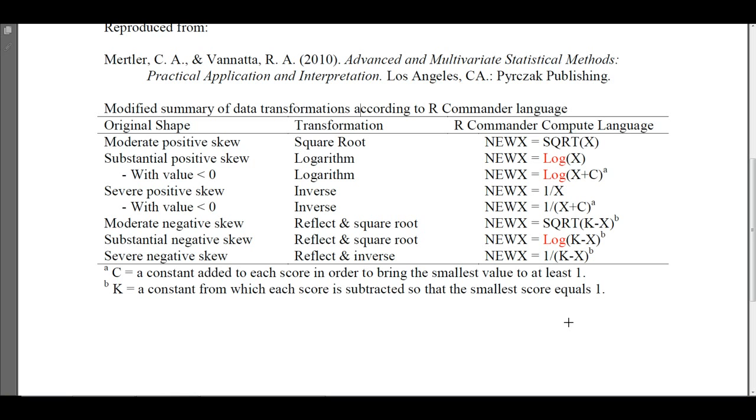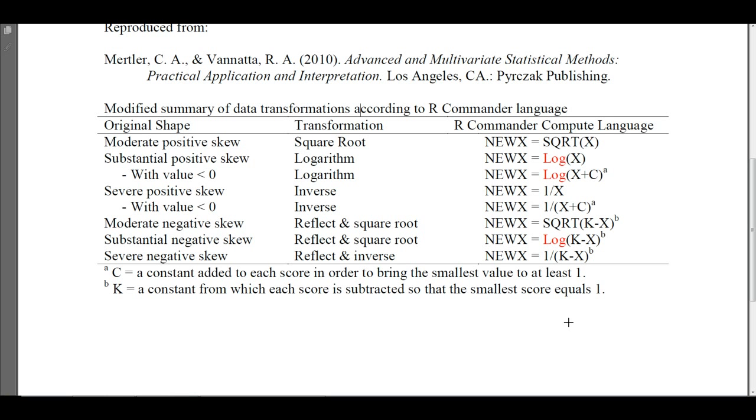So next we have k. For moderate negative skew, you reflect and square root. So square root of k minus x. And then you see the b notation to explain what k is. K equals a constant from which each score is subtracted so that the smallest score equals 1.